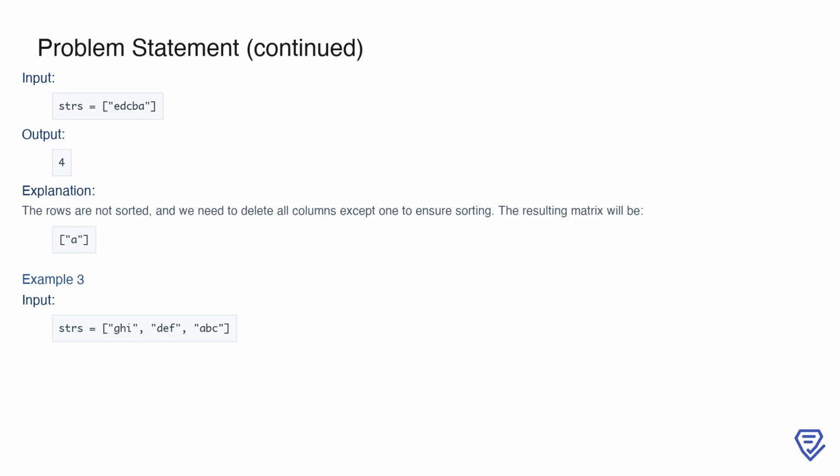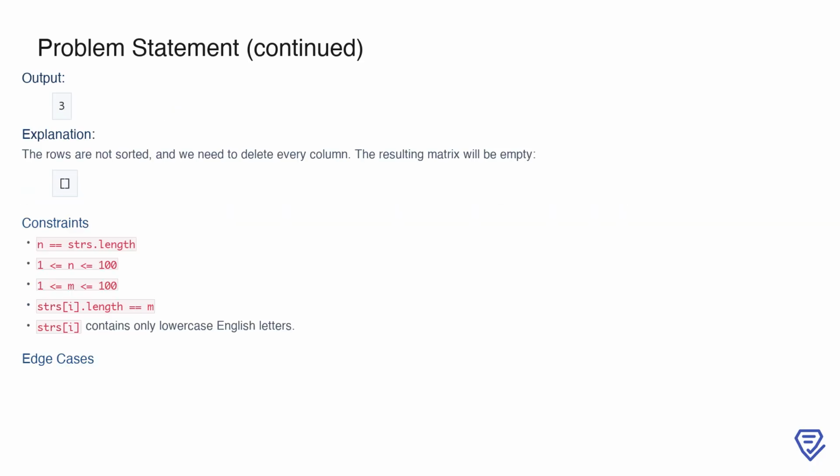Now consider the second example with input strs equals ["edcba"]. The output here is 4. In this case, since there is only one row, which is not sorted, we need to delete all columns except one to ensure sorting. By keeping only the last column, the resulting matrix becomes ["a"], which is trivially sorted. This demonstrates that when only one row is present, we must reduce it to a sorted form.